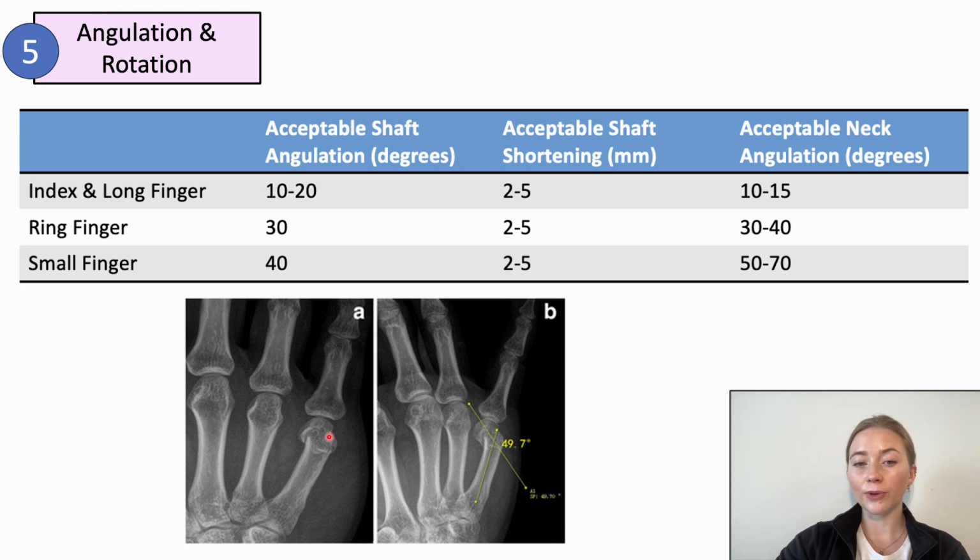So, for example, the radiograph in the last slide shows a D5 or small finger metacarpal neck fracture that's 49.7 degrees. Based on this table, the acceptable amount of angulation where you would not have to necessarily reduce it further is 50 to 70 degrees. So in theory, you could get away with treating this conservatively without further reduction. However, it is worth noting that these values are somewhat controversial in the literature.